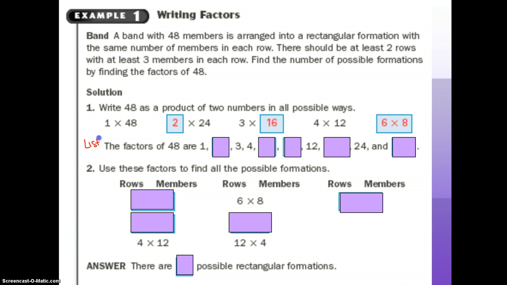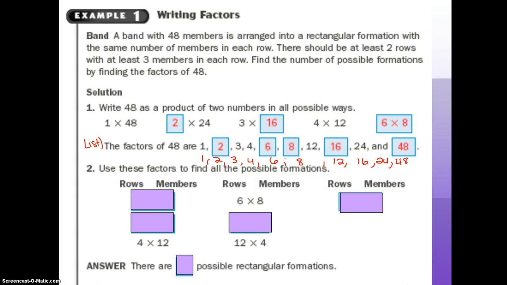Okay, when you use the list method to find the factors, you take 1 and then go down to the end, which is 48. And then you go 2 and 24, 3 times 16, 4 and 12, 6 and 8, until there's nothing left in between that's a factor of 48.